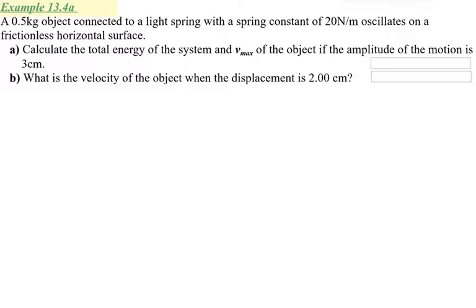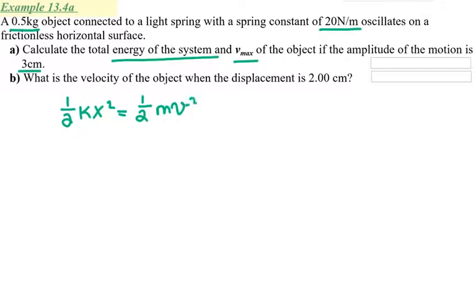A 0.5 kilogram object is connected to a light spring with a spring constant. So the spring constant is given and the mass of the object is given. On a frictionless horizontal surface, calculate the total energy of the system and the maximum velocity of the object if the amplitude of the motion is 3 centimeters. So I can use conservation of energy. I have 1/2 kx squared is equal to 1/2 mv squared, and that's the maximum velocity, and x is your amplitude. So I cancel both sides.